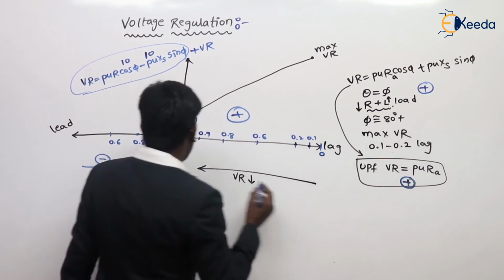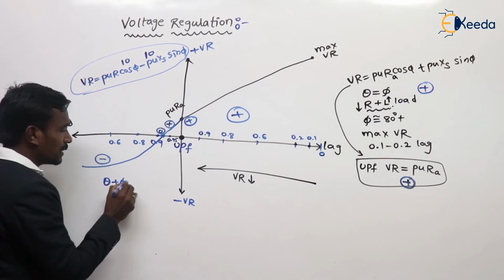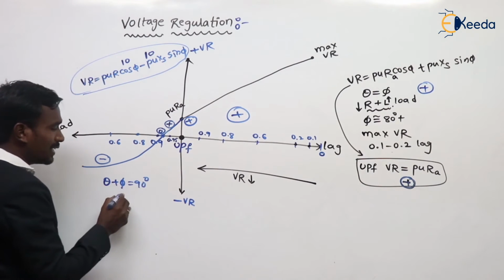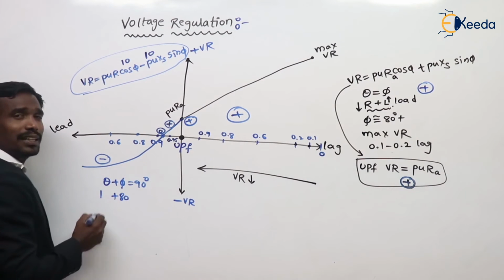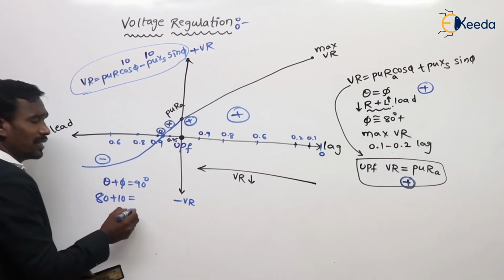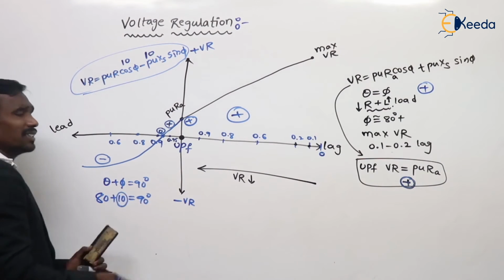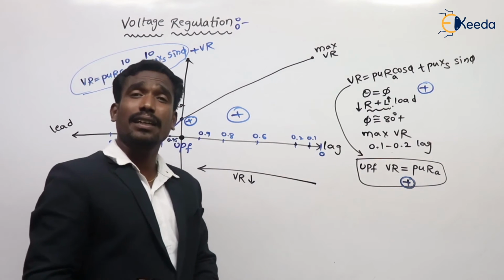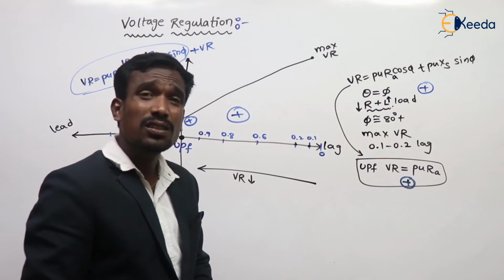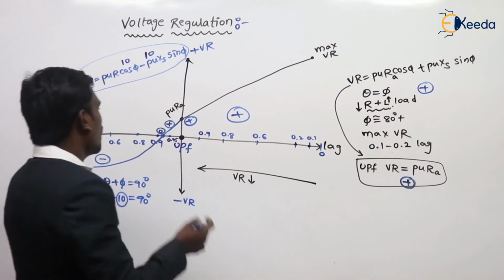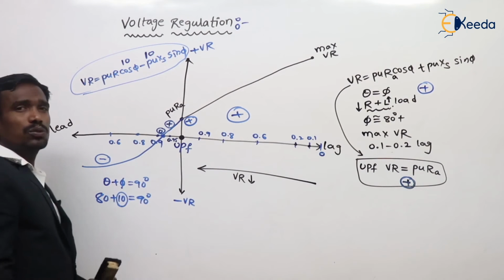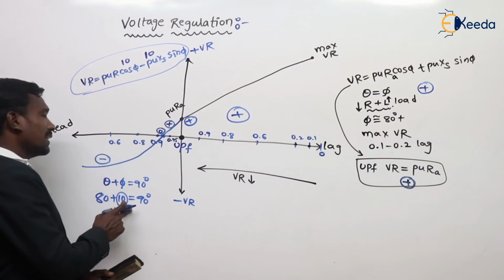Generally the zero voltage regulation condition is theta plus phi equals 90 degrees. I said already, for example, if theta is 80 degrees, then phi is 10 degrees, which sums to 90. Nearly at 10 degrees, cos 10. Did you get it? Cos 0 is 1. Cos 10 is around 0.9, 0.95 in the range. So it goes to 0. Voltage regulation is 0 at nearly cos 10.